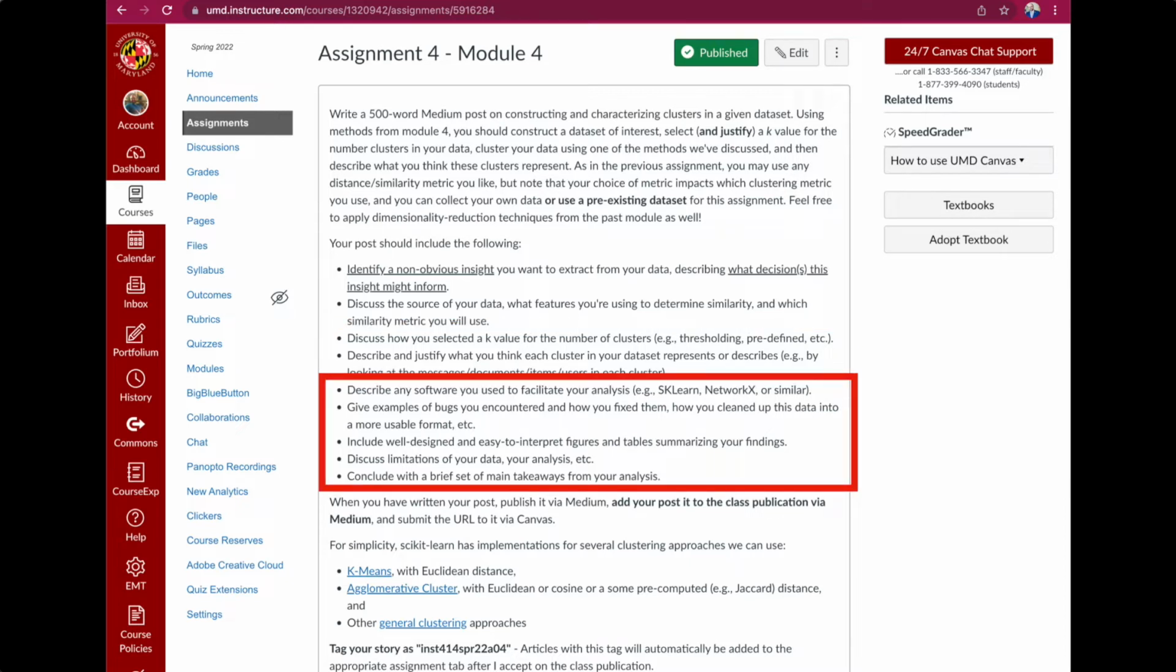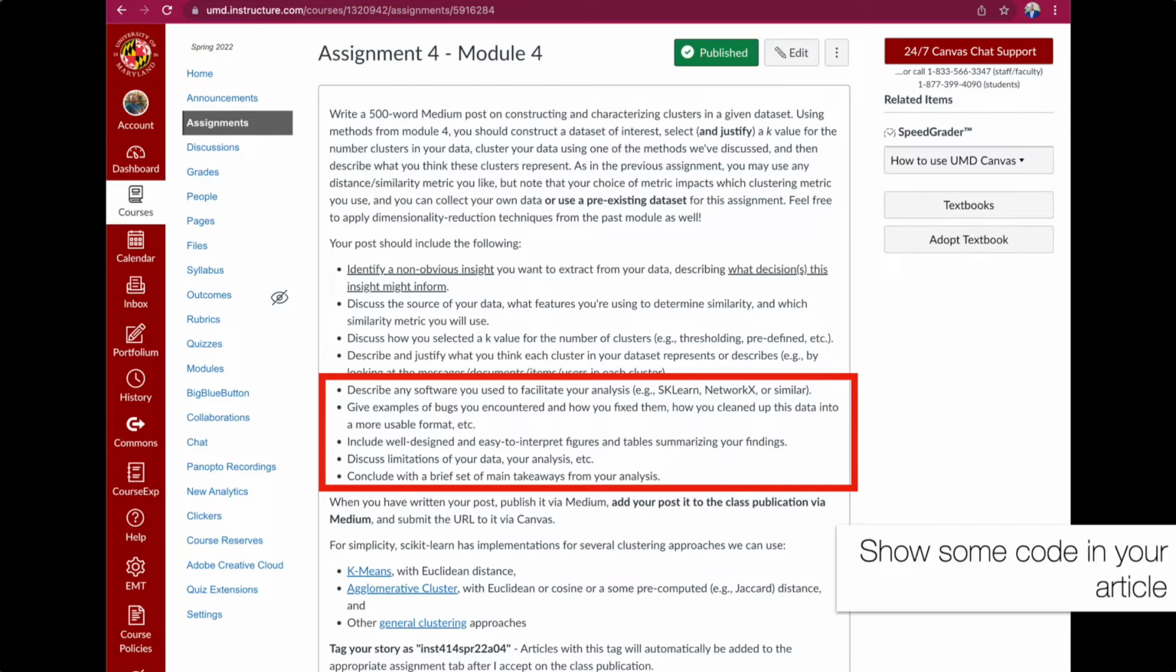And then these are all the standard sorts of things that you get points for. You should show some examples of the code you used to do this evaluation, what bugs you encountered, good visualizations, and what the major takeaways are from your analysis. As we are evaluating the articles, we're taking points off if you don't include any code, because it's important that you show something about how you did this analysis.